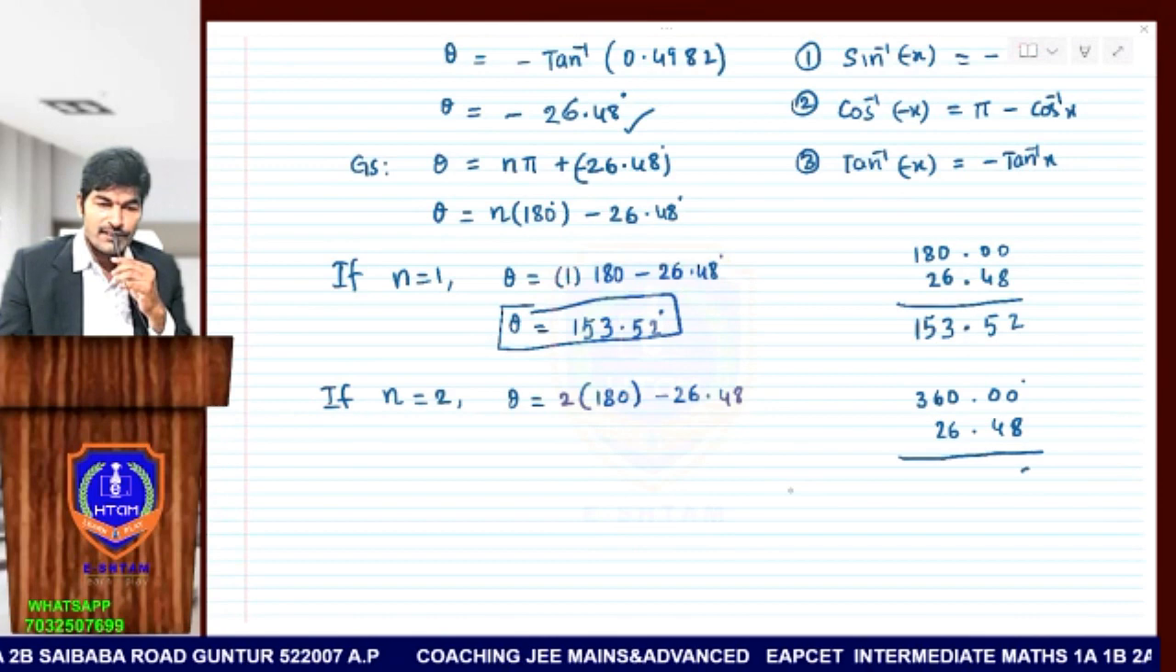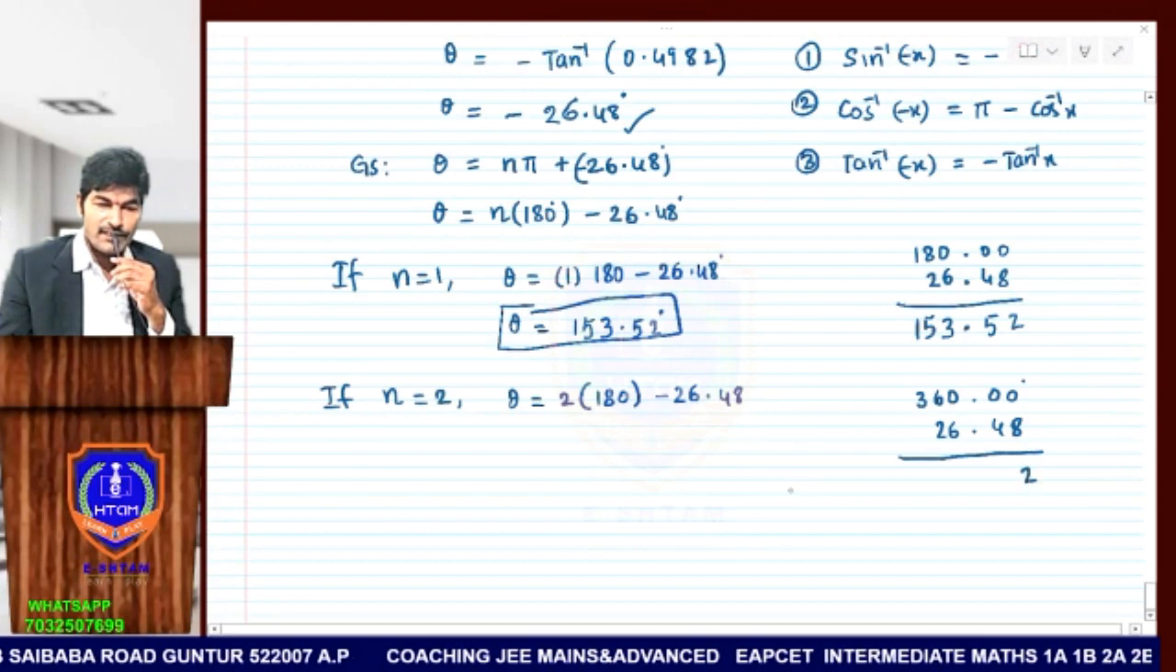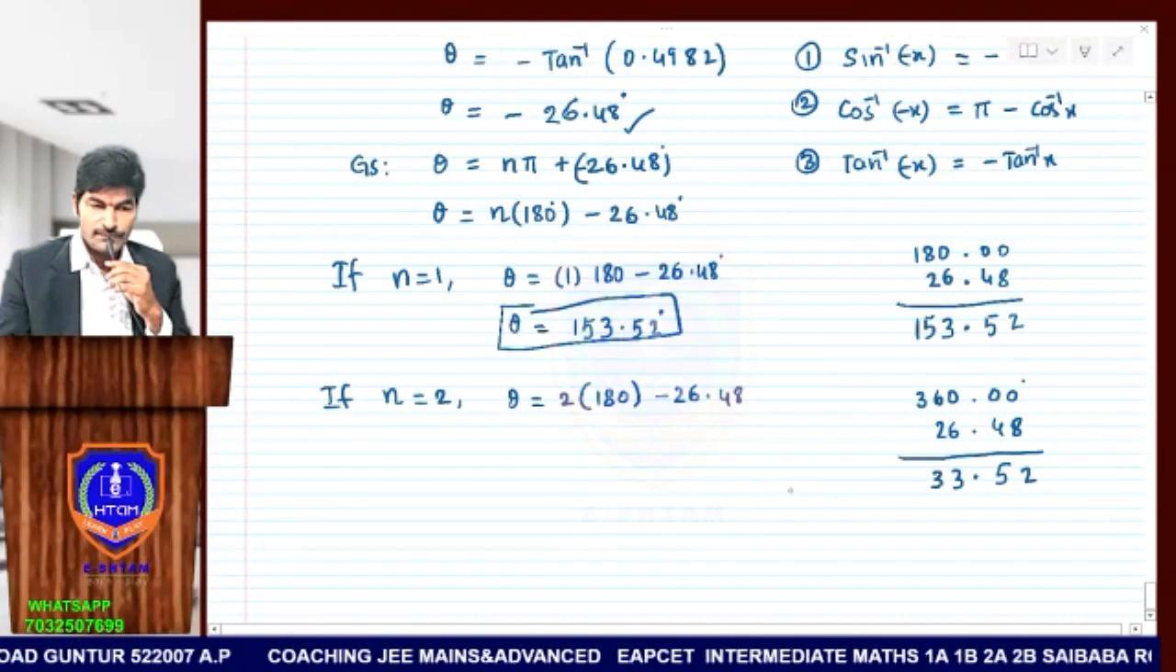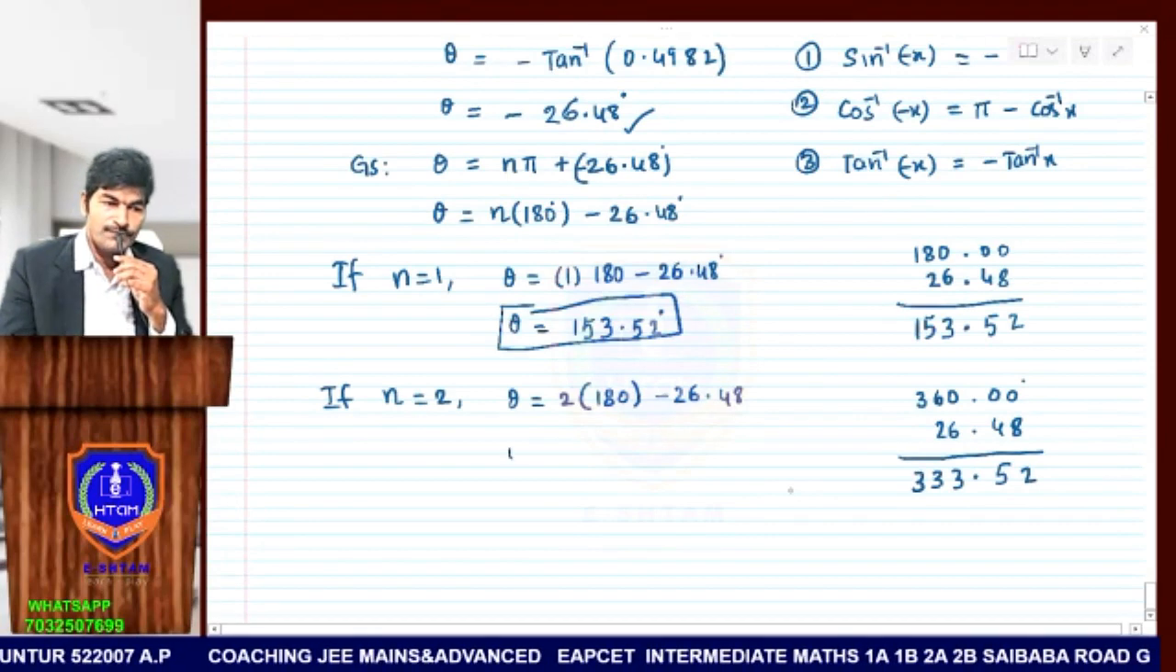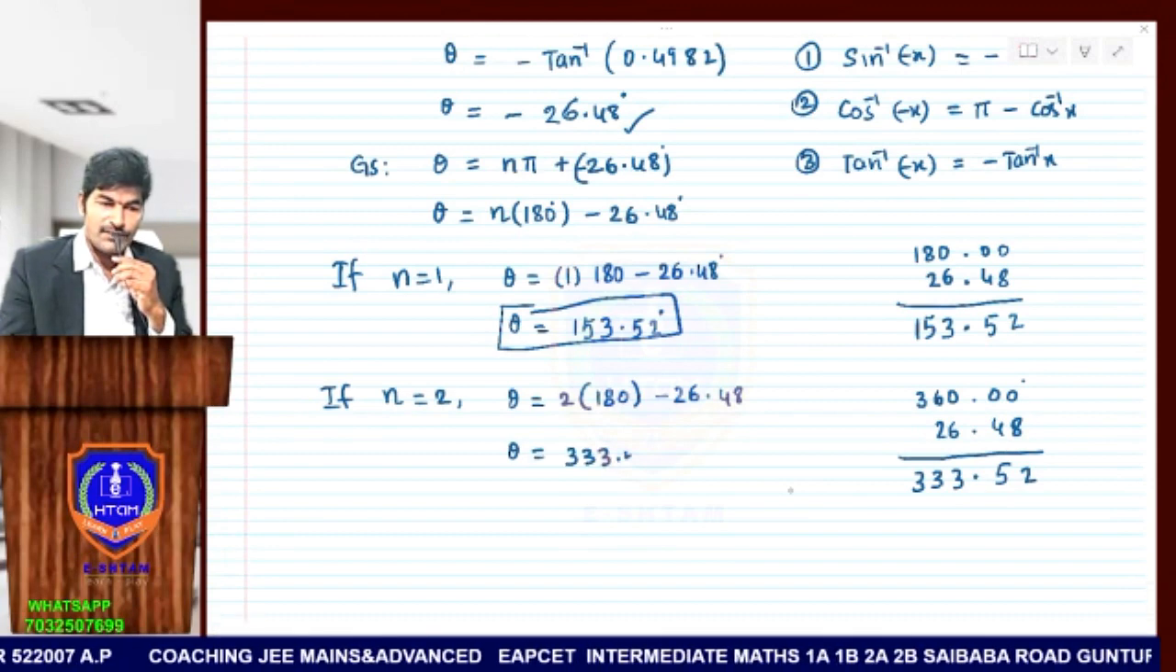10 minus 8 is 2. 9 minus 4 is 5. 9 minus 6 is 3. And this is 5. 5 minus 2 is 3. And this is also 3. Okay, so here we got 333.52 degrees. Is it acceptable?